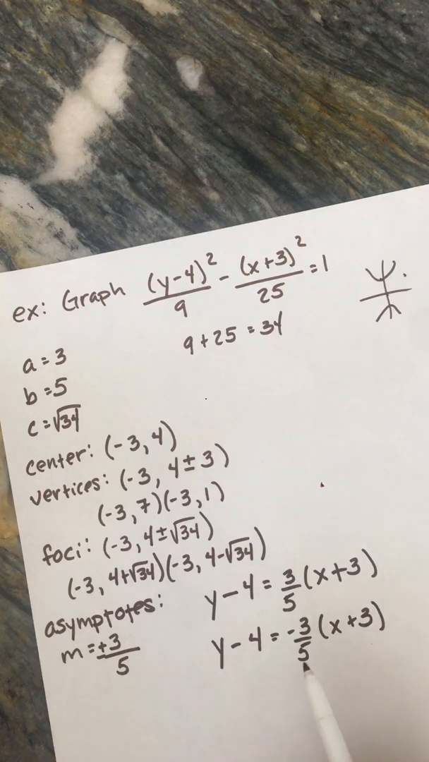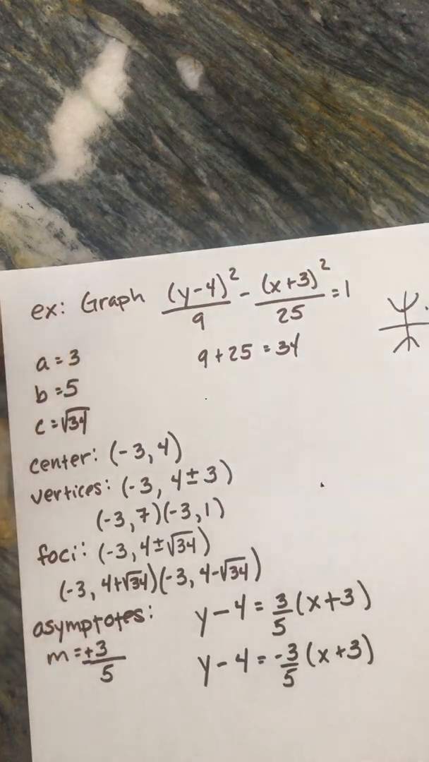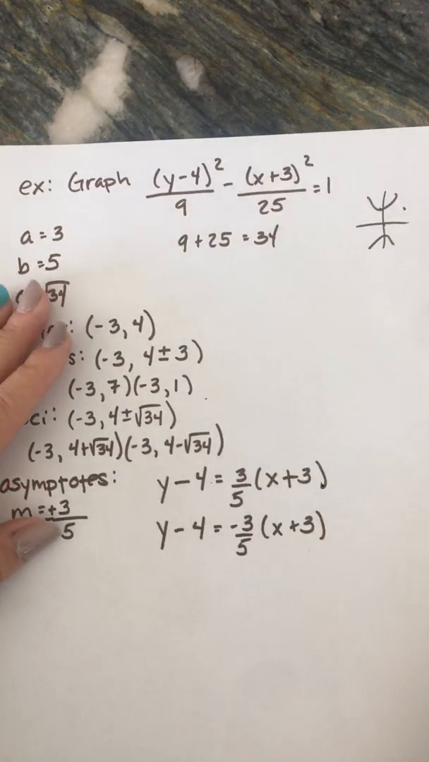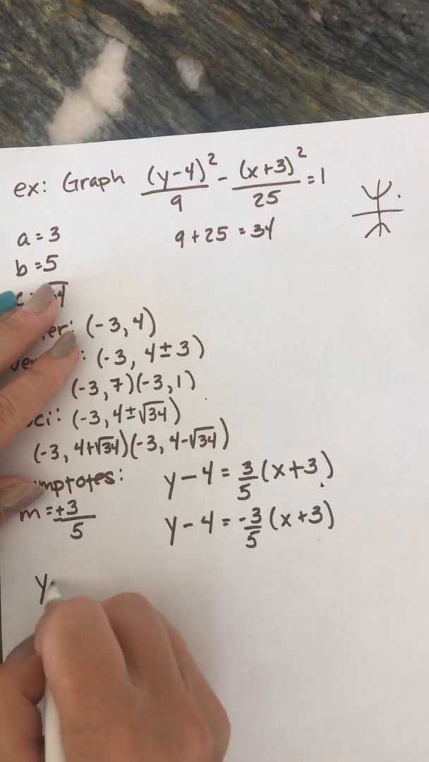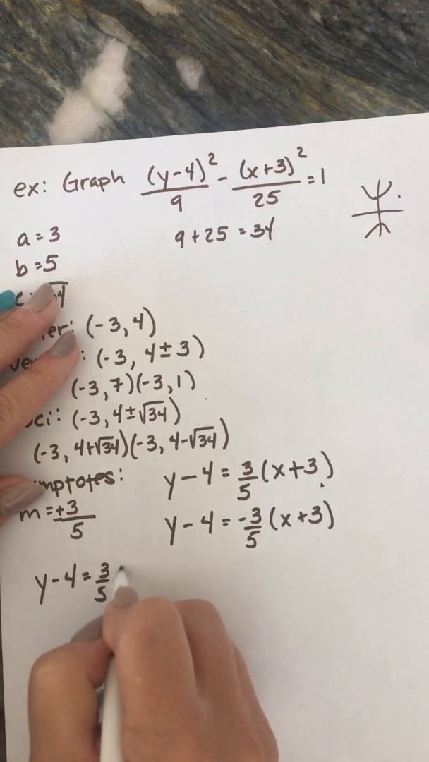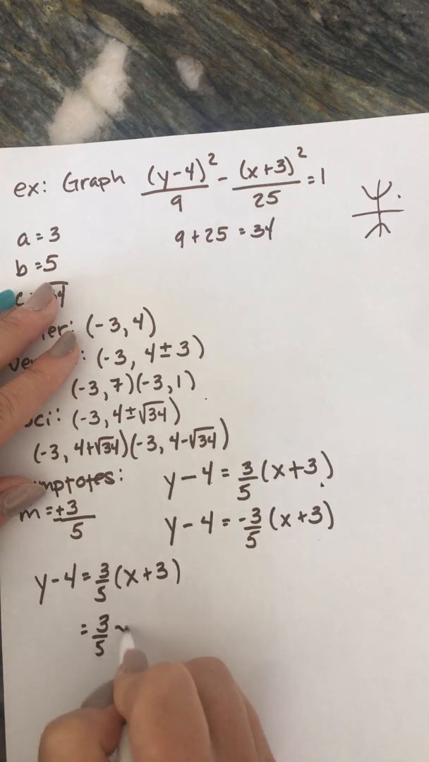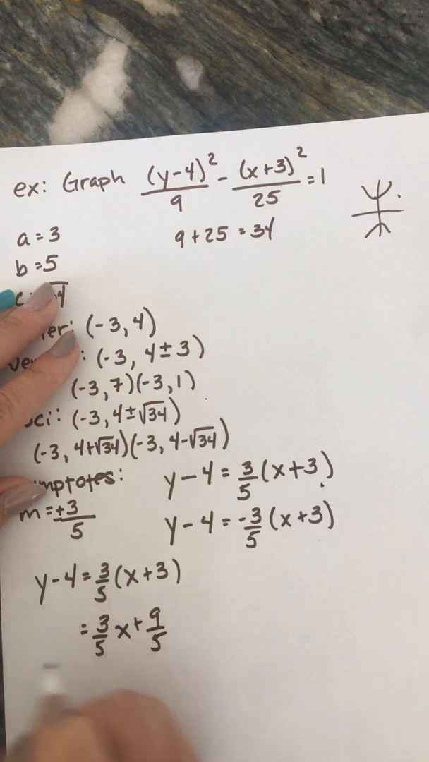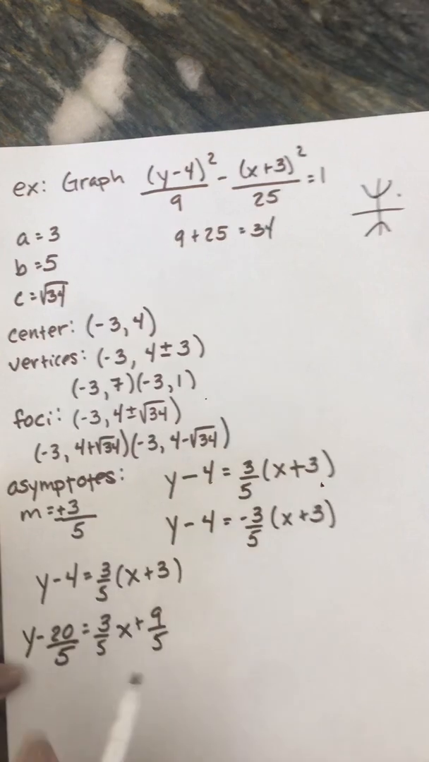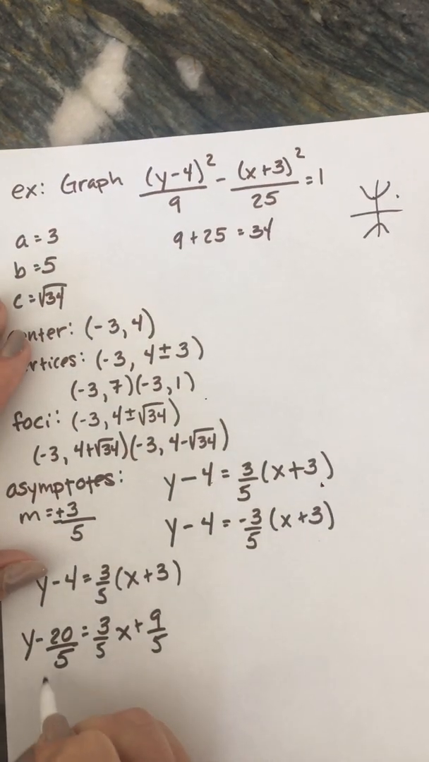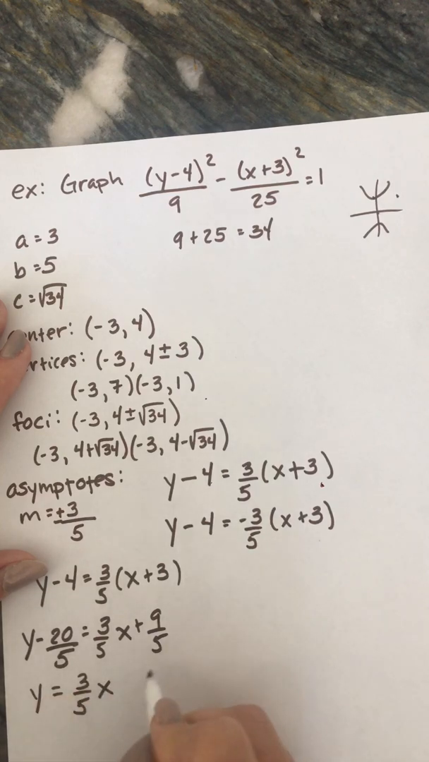Now, I believe your book puts these in slope-intercept form. So I'll go ahead and do that on this example just to give us some practice. So let's take the positive: y minus 4 equals 3/5 times x plus 3. Distribute the 3/5. And I'm going to change this to y minus 20/5 because we're all in terms of fifths. So add 20/5 to both sides, so y equals 3/5 x plus 29/5.